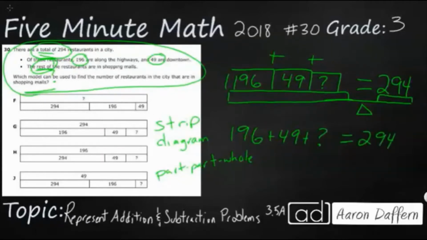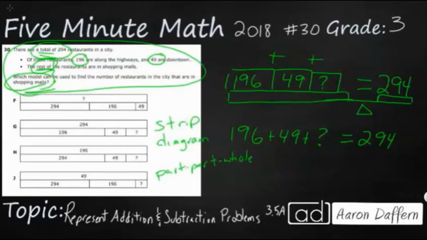If we're wanting to find the number of restaurants in the city that are in shopping malls, we can start with this and we can use some different equations that use inverse operations, fact families. But we are looking at strip diagrams. So in a strip diagram, this is the number one thing we need to remember.